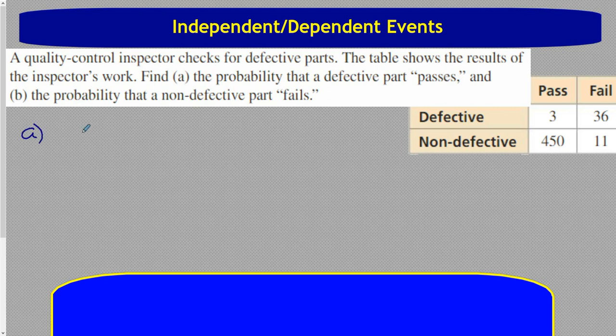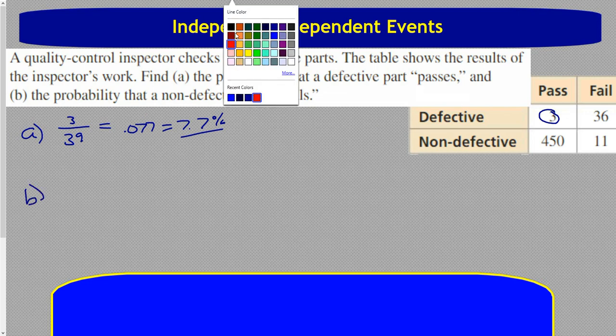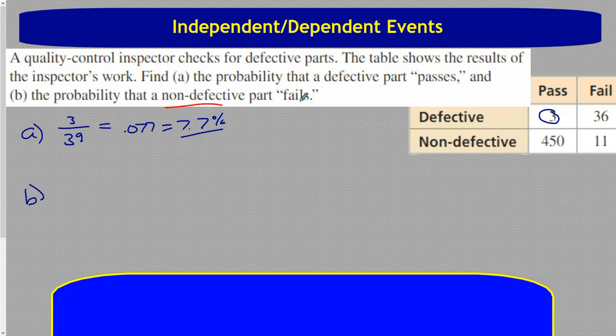So A, what's the probability that a defective part passes? So 3 defective parts passed. We need to divide that by the number of defective parts that there were. Well, 3 of them passed, 36 of them failed, meaning there are 39 parts. So 3 over 39 is 0.077, or 7.7%.